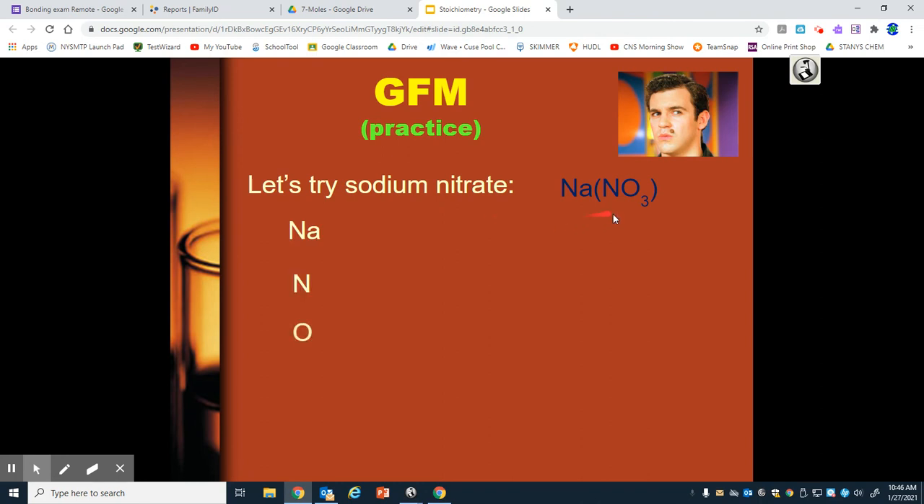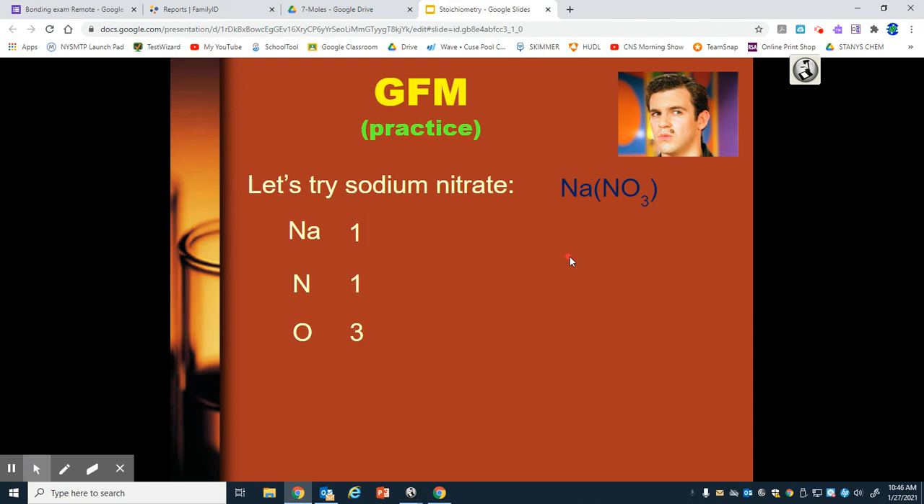All right, the number of atoms. Sodium is number 1, or it has 1 atom. Nitrogen has no number outside the parentheses, has no number here, so it's a 1. And then there's no number outside, so it's a 1 times 3 for oxygen, so we have 3 oxygen atoms. Now I have to look up the GFMs for sodium, nitrogen, oxygen on the periodic table.